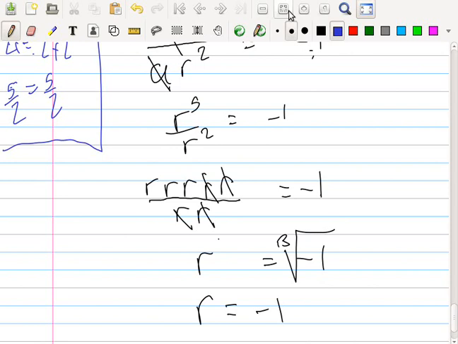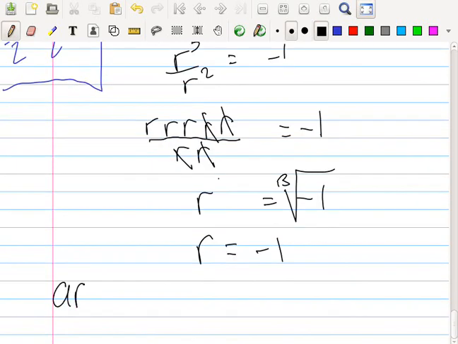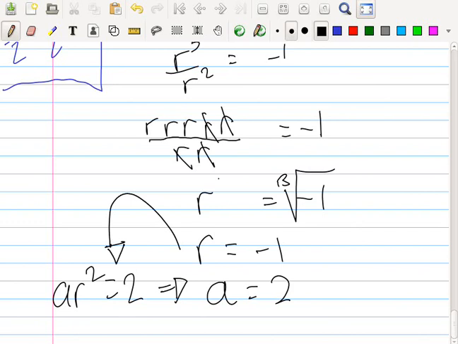Now I'm not quite finished yet, because what do I still need to find? A. So what's the easiest equation? I think this one here, A R squared equals 2. So I have A R squared equals 2. What's minus 1 squared? 1, yeah. A times 1? A. So I just get A equals 2. R equals minus 1. I put that in here. What's minus 1 squared? 1. A times 1? A times 1, come on. A. So A equals 2.